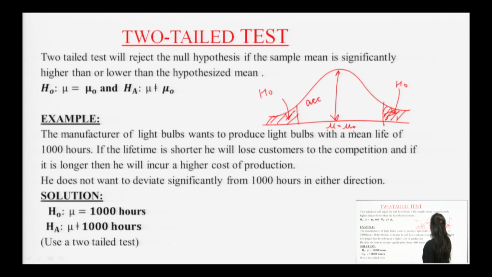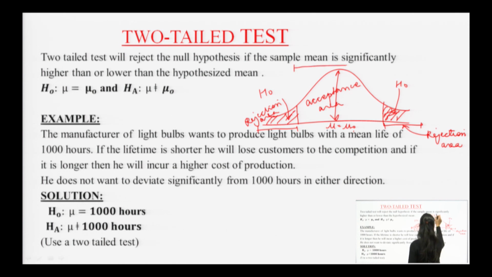This area is the acceptance area, and this is the rejection area. Along with this, there is also a rejection area, and this whole part is the acceptance area. This point gives me the critical value. In the same manner, this will also be a critical value.